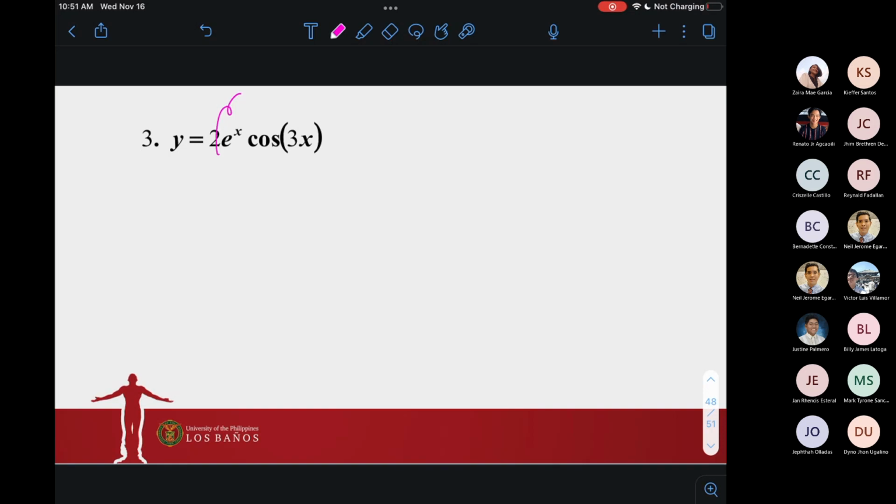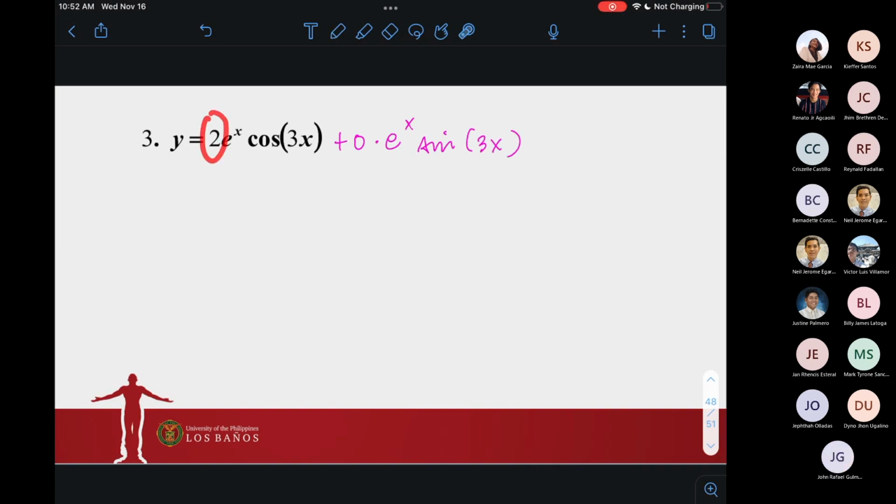Sir, bakit cosine lang yan? Eh di mag-imbento ako ng cosine. Pwede ko itong i-imagine as plus 0 times e to the x sine ng 3x, right? So ito yung D1, ito yung D2 ko. Or ito yung capital A ko, ito yung capital B ko. Right? So ito yung dalawang arbitrary constant. Tapos kamukhang-kamukha na siya nung ating case number 3 o nung resulta ng case number 3.